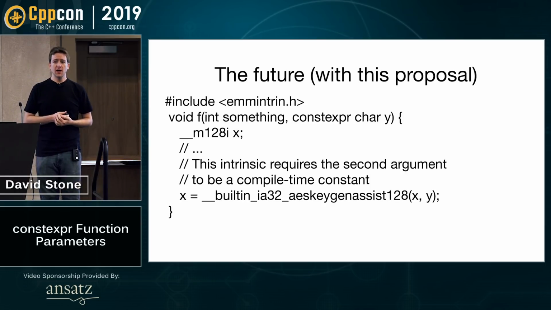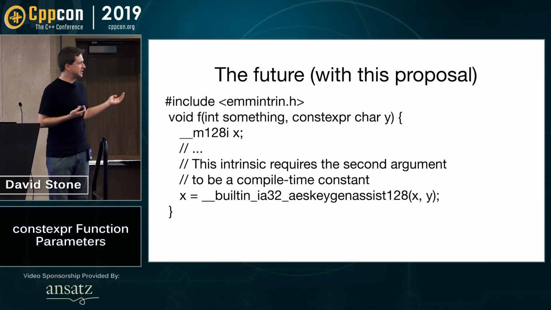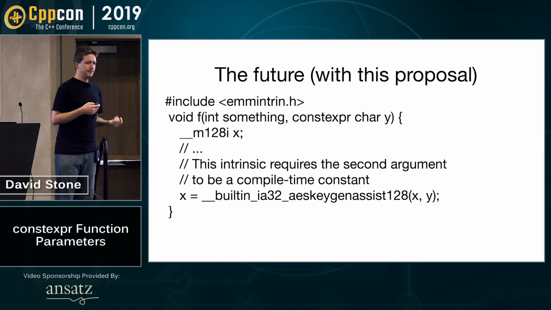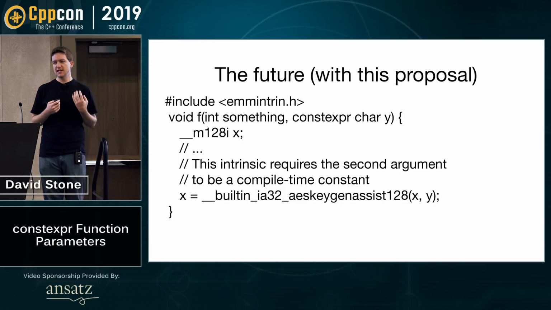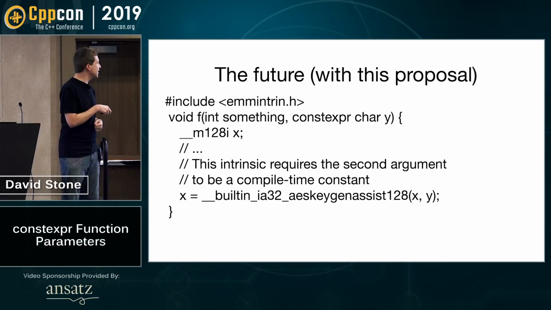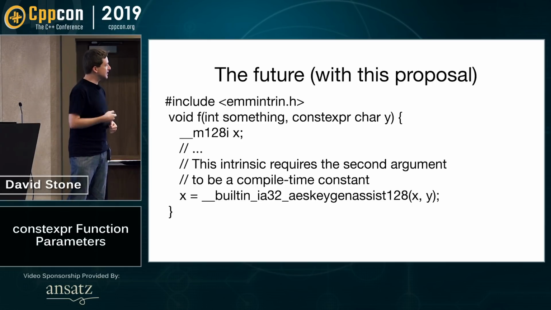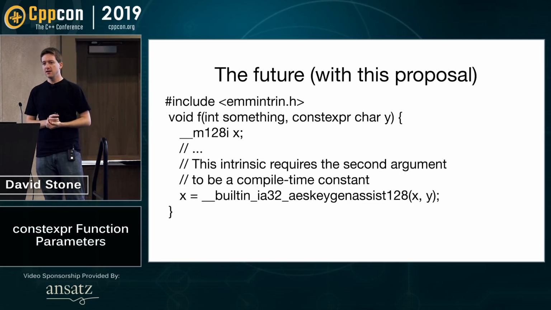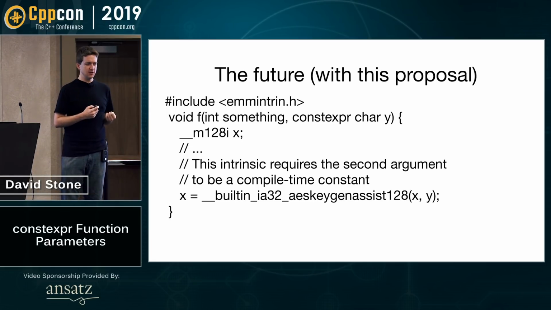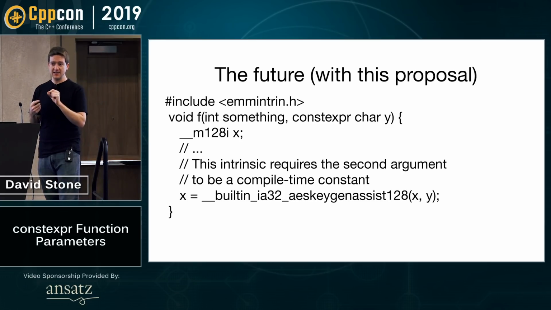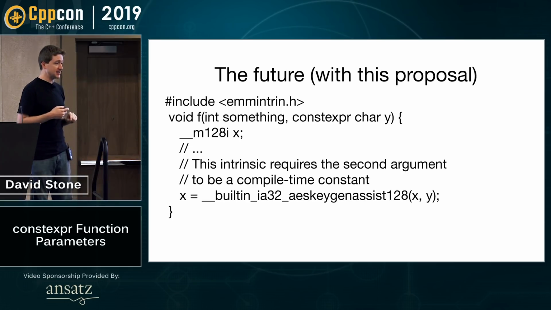Similar example, Intel processors have some AES instructions built in, AES keygen assist. They have also basically implemented constexpr function parameters, but just for this built-in. The function there at the bottom, built-in IA32 AES keygen assist, requires that the second parameter is a compile time constant. If you pass it a runtime value, you get a compile error, but you don't have to use the template syntax. You can just use the regular function syntax, because conceptually they wanted that second parameter to be second. The y goes after the x.